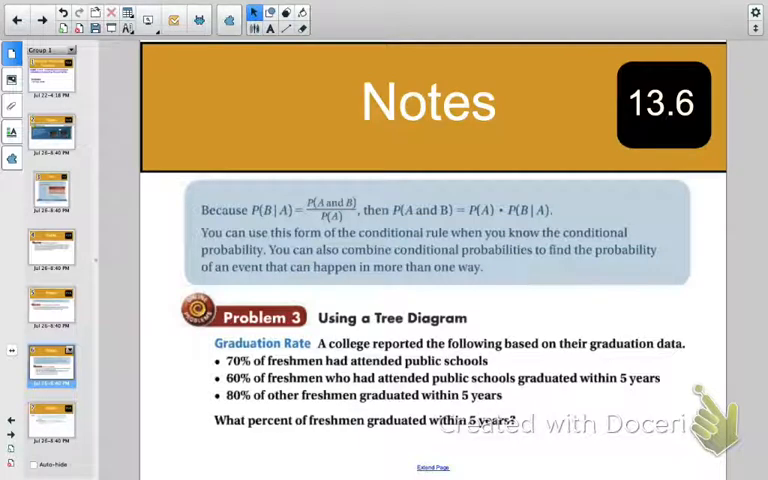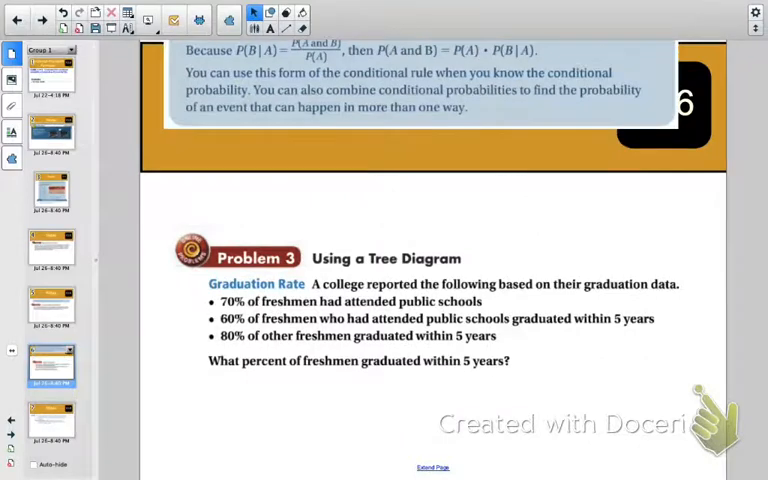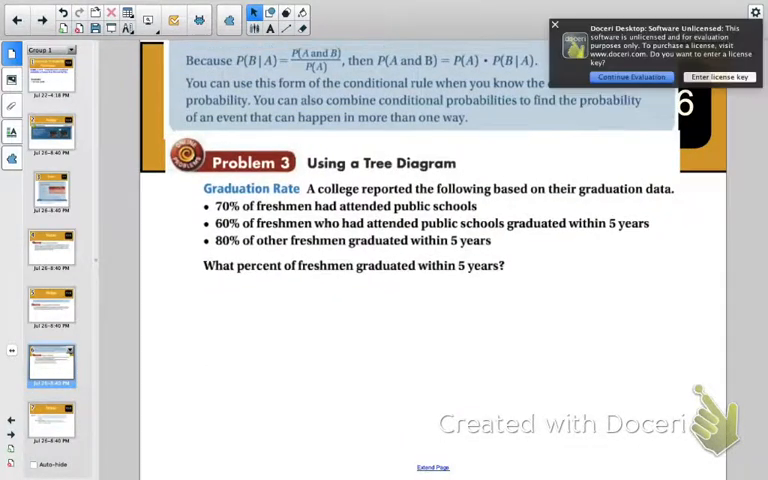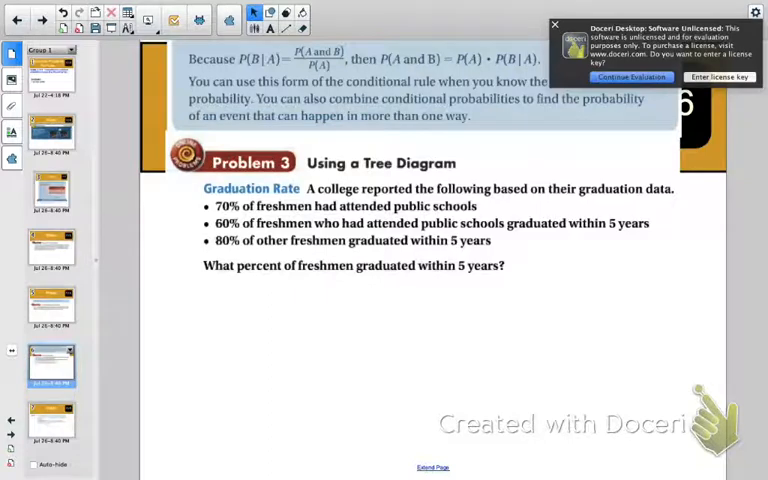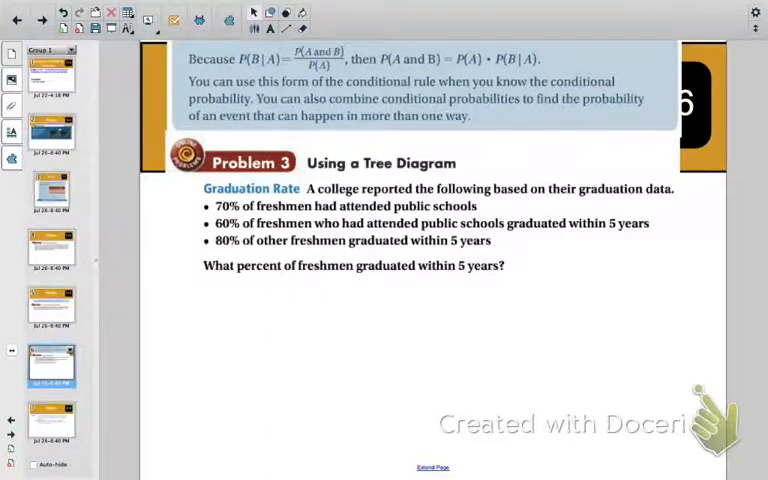You can also combine conditional probabilities to find the probability of an event that can happen in more than one way. So this one, we are going to be using a tree diagram. So let's give us some room up here. Okay. The college reported the following based on their graduation data. 70% of freshmen attended public school. 60% of freshmen who attended public school graduated within 5 years. So that's going to be your conditional right there. 80% of other freshmen graduated within 5 years. What percentage of freshmen graduated within 5 years?